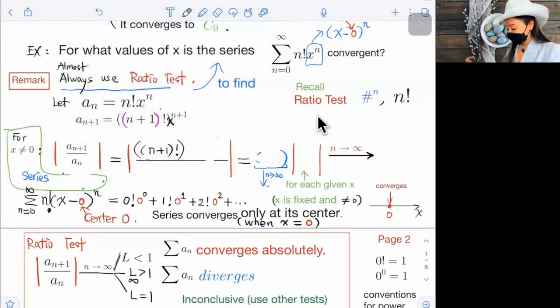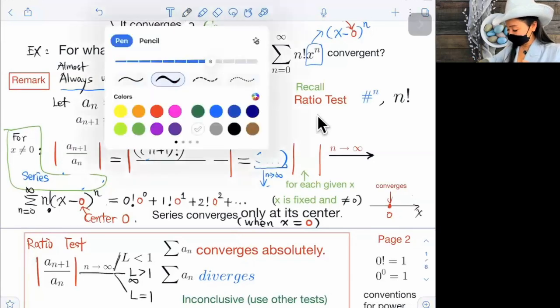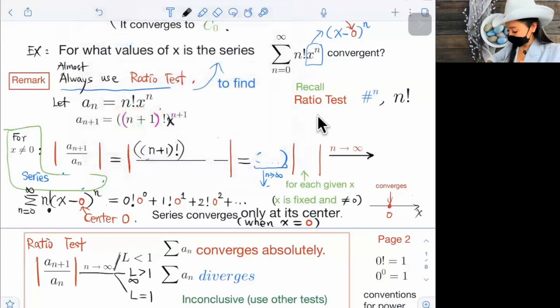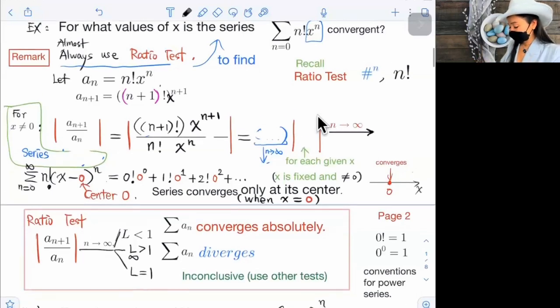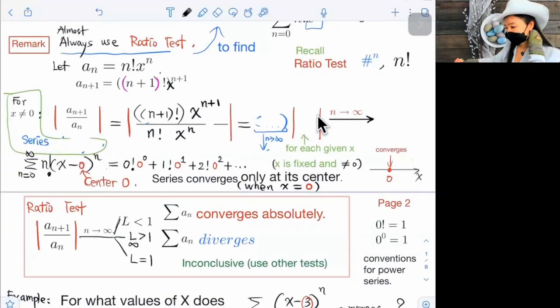Okay. N plus 1 factorial and then times x to the n plus 1 power. And then a_n will be n factorial times x to the n. Now it's better. Now let's see what gets canceled. Okay, let's do the canceling.